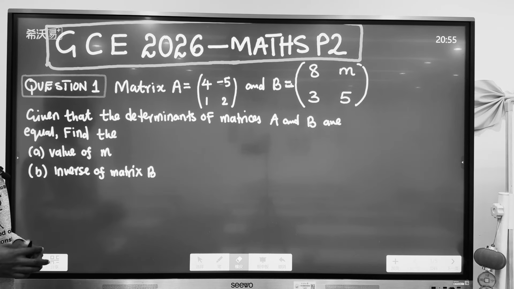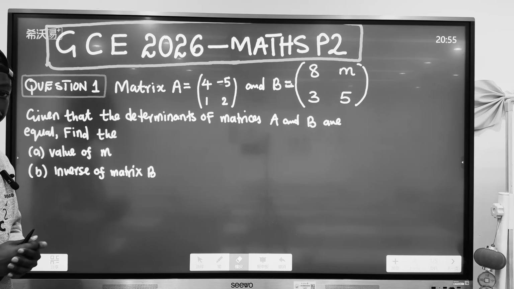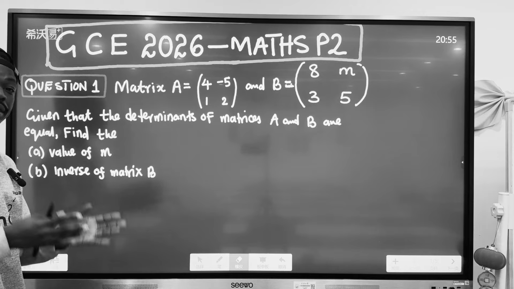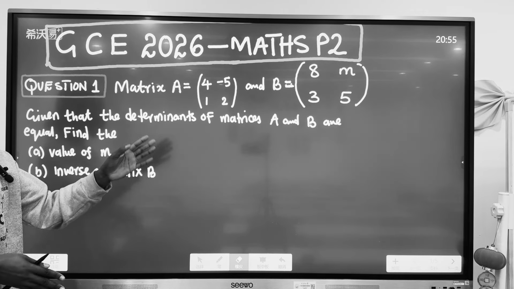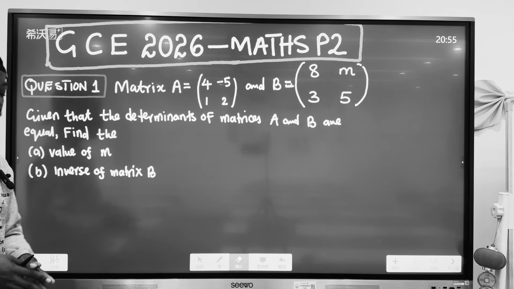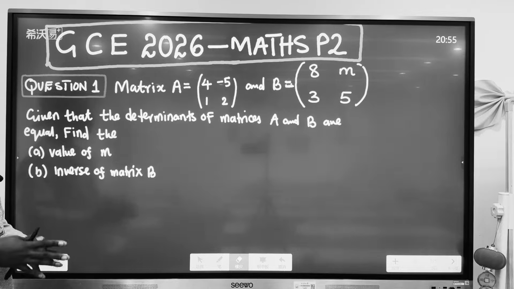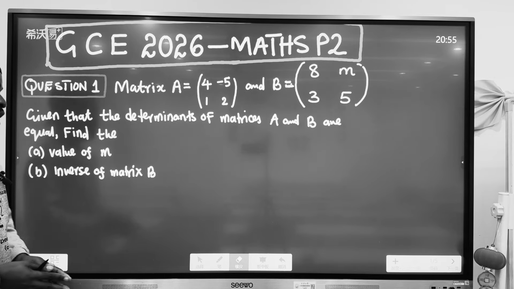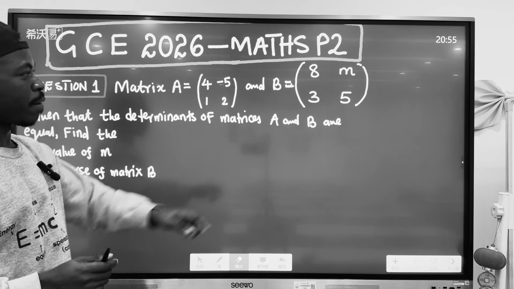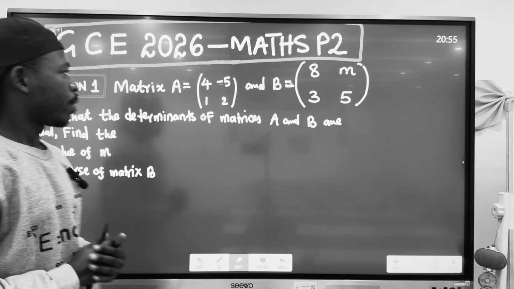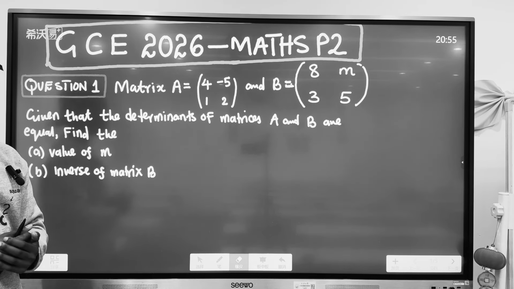So what we are told is that we are given two matrices A and B, and these matrices have the same determinant. The determinant of A is equal to the determinant of B. The first question is asking us to find the value of M. So what is the value of M that is missing there? Okay, so how do we go about finding the value of M?